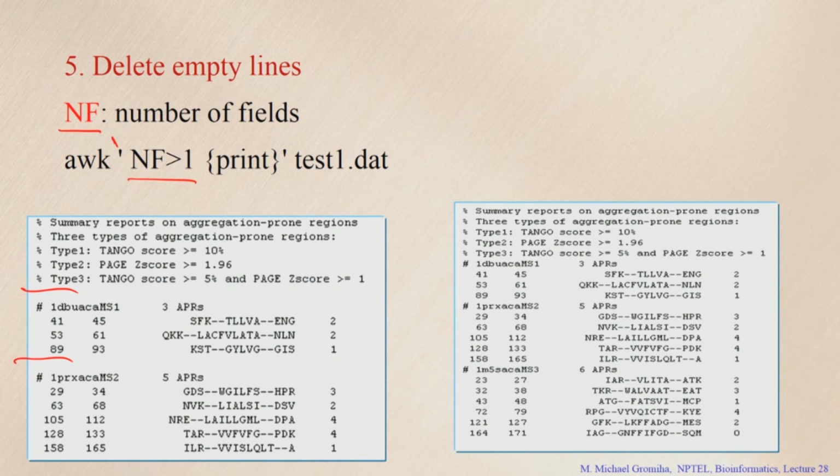What is the meaning of NF greater than 1? The number of fields must be more than 1, and if it is, then you print. Will you get the result on the screen or in a file? On the screen. If you run this, you get this result. These empty lines are eliminated, all others are fine. In type 3, this empty line and this empty line are eliminated.